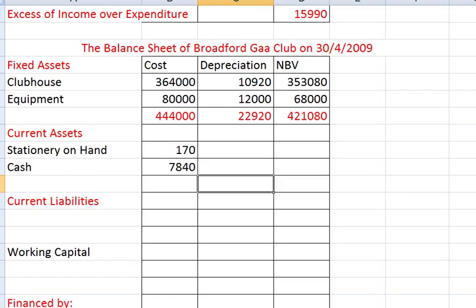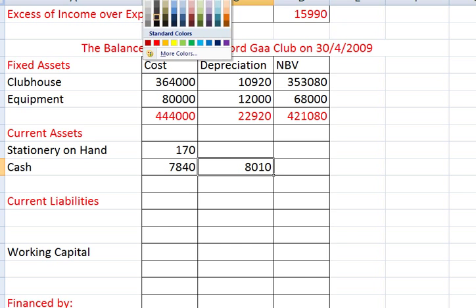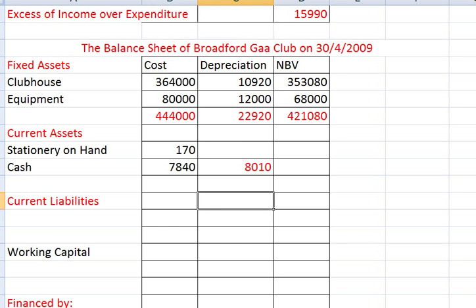Now, other current assets that we saw when we did final accounts were debtors, bank balance, other expenses prepaid, or gains due, so commission receivable due, rent receivable due. But here we only have 2, and the total for those is 8010. We mark them in red.